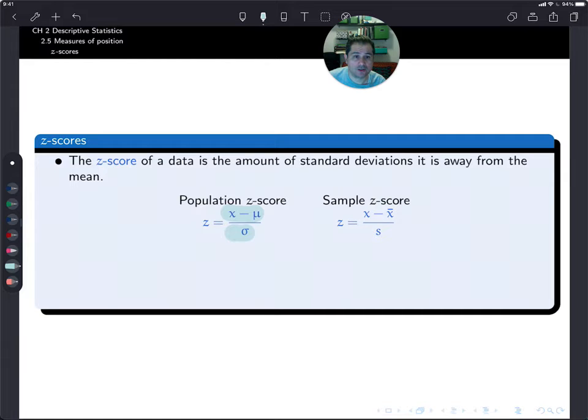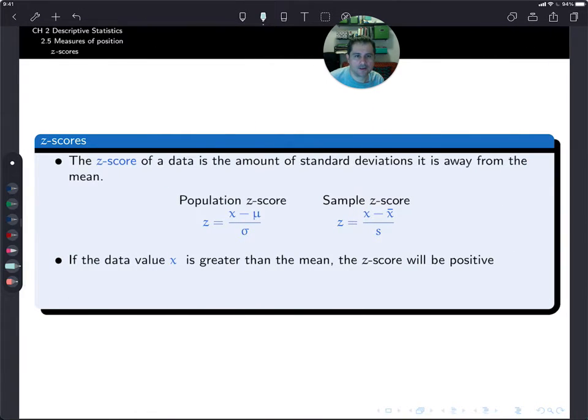Of course, there are going to be two definitions, one for the population z-score and one for the sample z-score. It depends on what you are working with. If you're working with population data, you use x minus mu, which is the population mean, divided by sigma, which is the population standard deviation. If you're working with a sample, then these become x bar for the sample mean and s for the sample standard deviation.